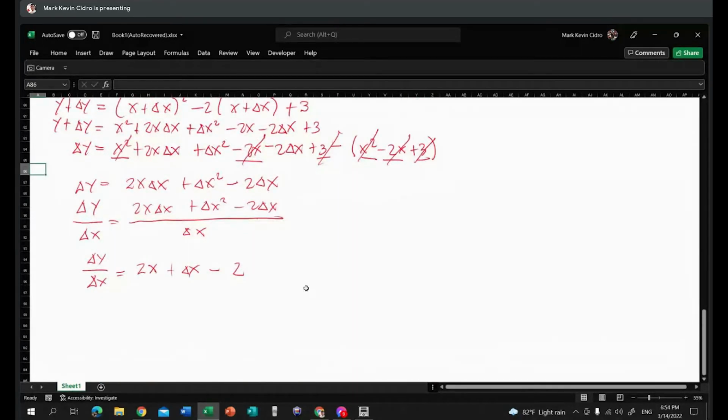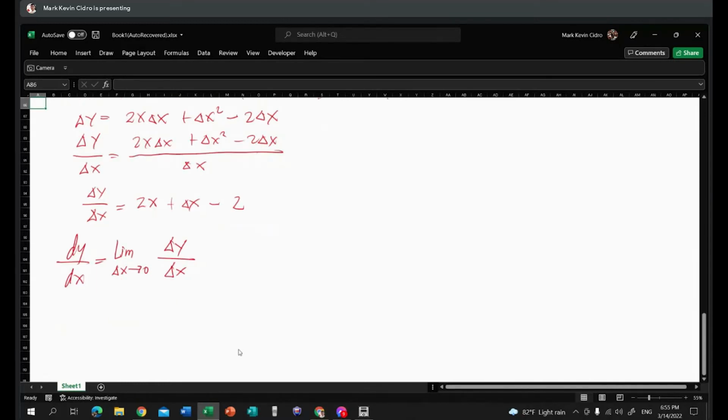Okay, so this is your equation for the change in y over the change in x. The change in x, or delta x, should be almost equal to 0, and that is your dy over dx. How do we do that? We apply the limit: the limit of the change in y over the change in x as change in x approaches 0.